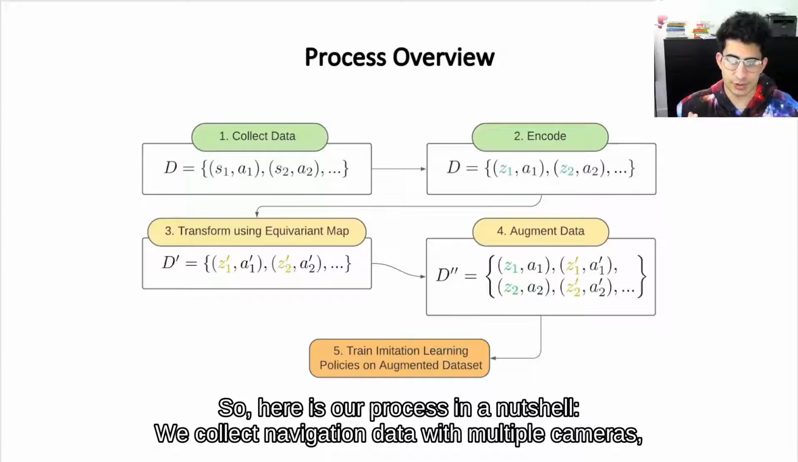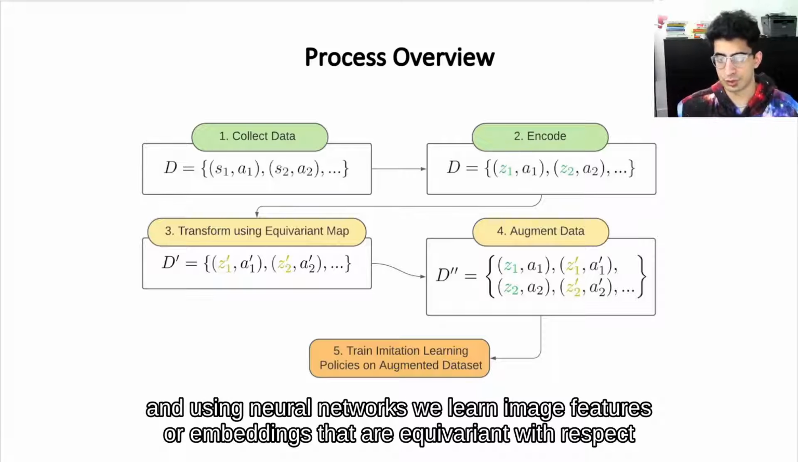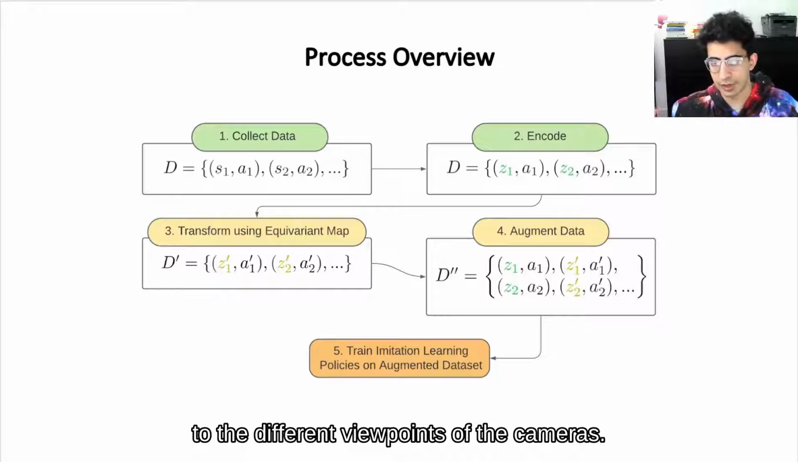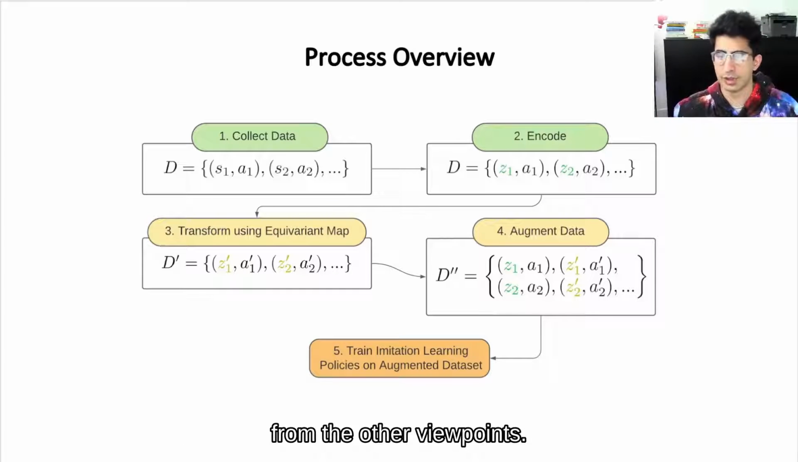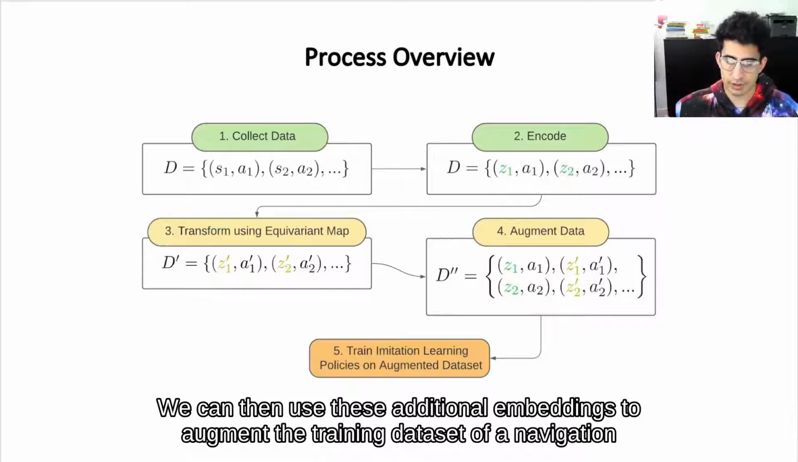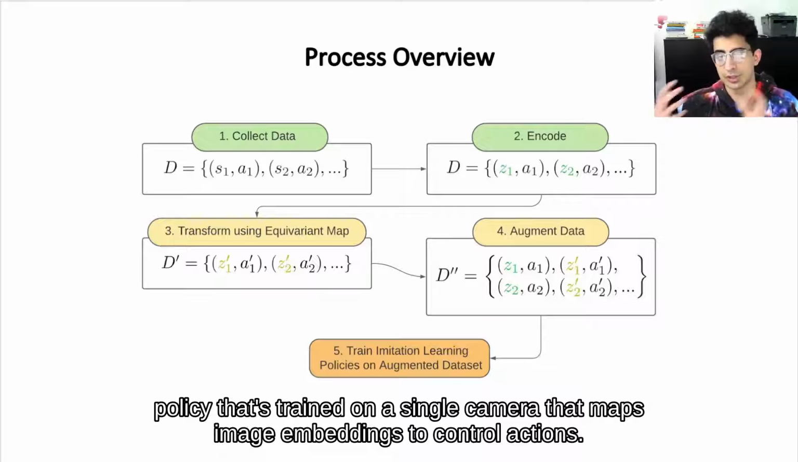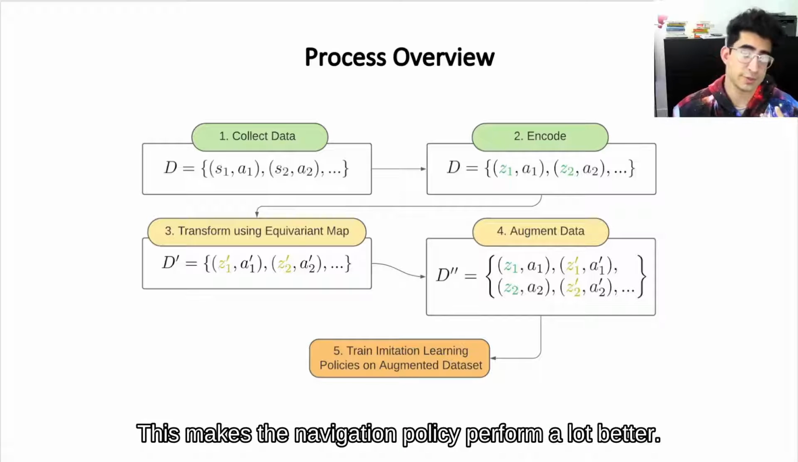So here's our process in a nutshell. We collect navigation data with multiple cameras, and using neural networks we learn image features or embeddings that are equivariant with respect to the different viewpoints of the cameras. This allows us to predict now for a single camera what its embeddings would look like from those other viewpoints. We can then use these additional embeddings to augment the training dataset of a navigation policy that's trained on a single camera that maps image embeddings to control actions. This makes the navigation policy perform a lot better.